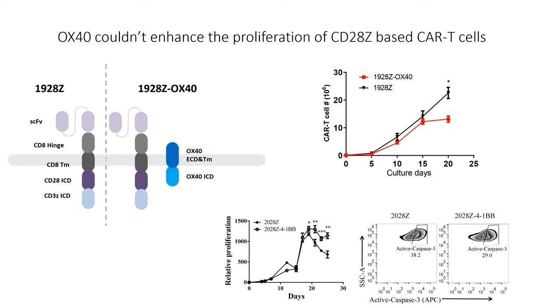And then we try to apply this OX40 expression to a CD28-zeta-based chimeric antigen receptor design. However, in this design, we find that the OX40 incorporation actually decreases the proliferation of the CAR T cells. In another study, we find that in the CD28-zeta-based CAR design, 4-1BB, the other co-stimulation receptor, can enhance the proliferation and reduce apoptosis of CD28-zeta-based CAR T cells. This tells us that we call it co-stimulation pair. So we need to explore which co-stimulation is better for this specific CAR design.